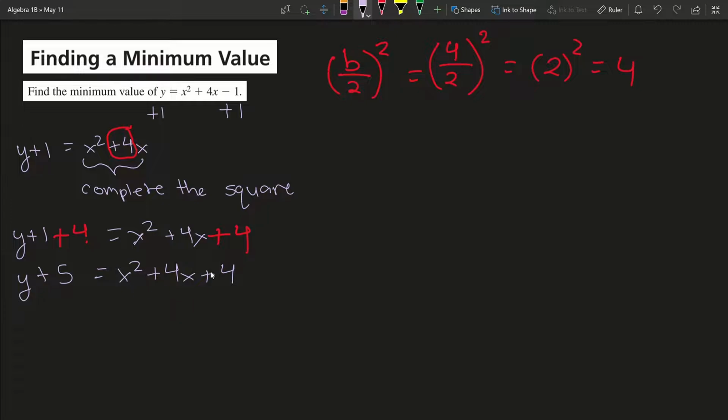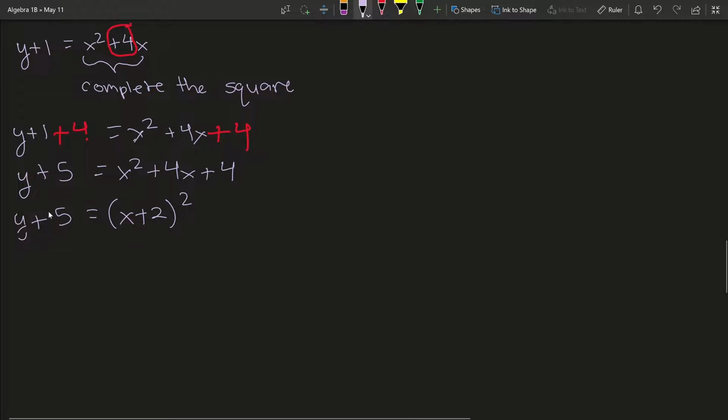And now we can factor this side. When we factor that, we're left with x plus 2 squared. And now we can move this positive 5 to the right side by subtracting 5, which leaves us with x plus 2 squared minus 5.